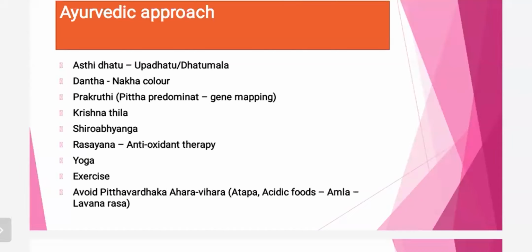And the Rasayana is an antioxidant, so the oxidative stress can be managed with Rasayana Chikitsa, then yoga to reduce the stress, and exercise for normal hormonal balance as well as healthy practice, and avoid Pitta Vardhaka Ahara Vihara, the sun exposure, acidic foods, Amla and Lavana Rasa. So if you are taking Amla and Lavana Rasa excessively, then there will be excessive accumulation of hydrogen peroxide. And if chemicals are applied on the scalp skin, then again accumulation of hydrogen peroxide will happen. So this is the Ayurvedic approach for managing the Palita.